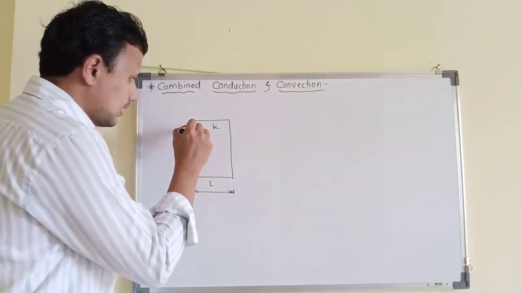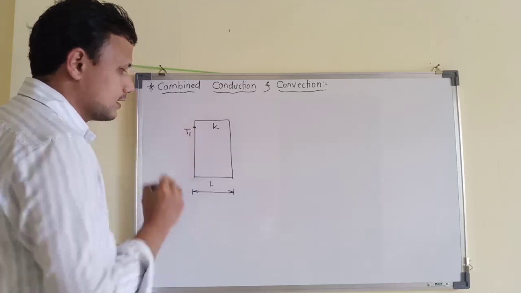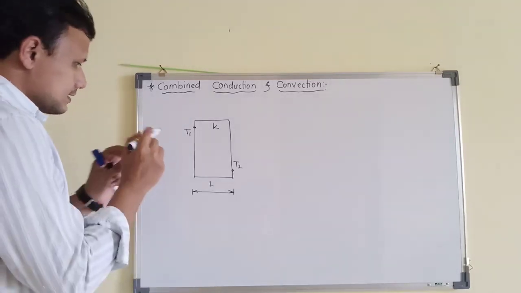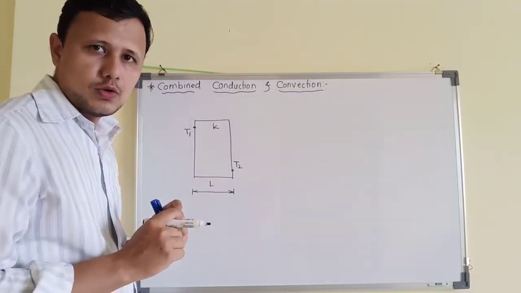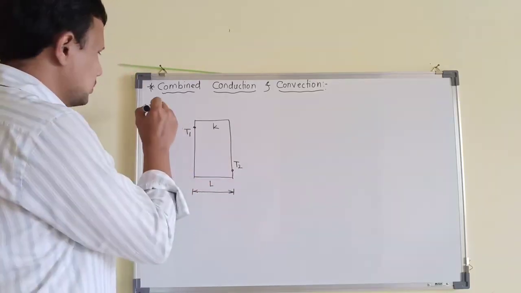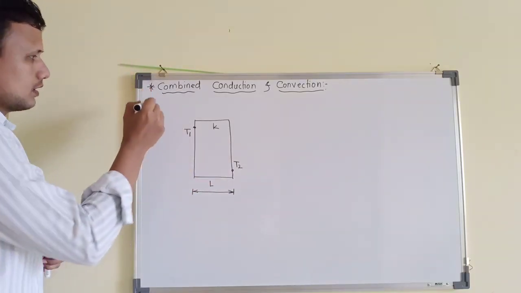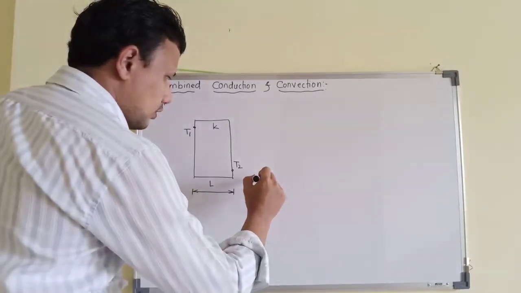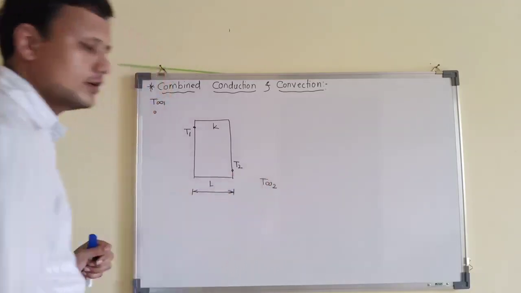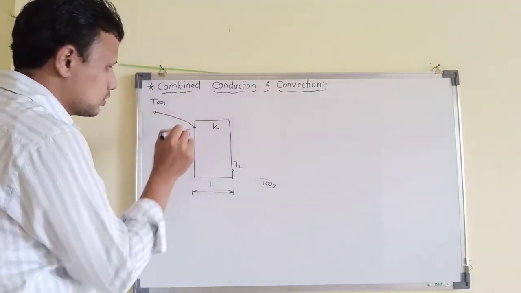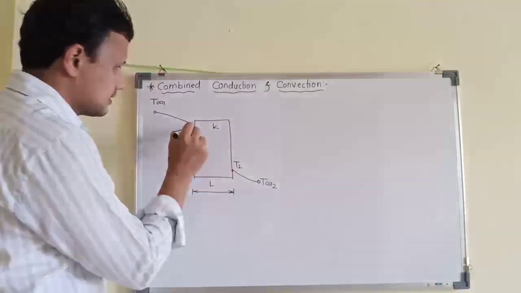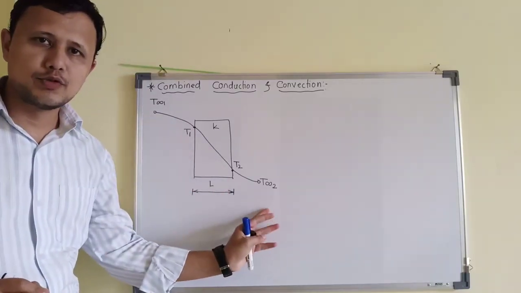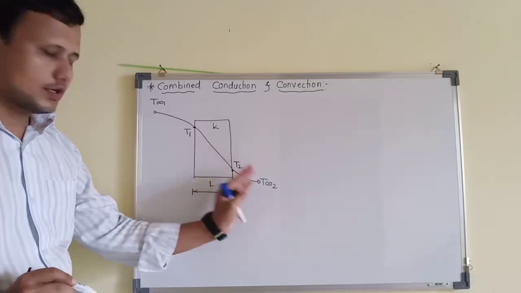Firstly, there will be conduction. So let us say this is the higher temperature T1 and this is the lower temperature T2. Now, let us say that this wall is subjected to convection also on both sides. So I am assuming one fluid which has temperature T infinity 1. Then there is a second fluid on this side which has temperature T infinity 2. So if I connect all these dots, they will look something like this. I will also tell you why it is necessary. So now this is an approximate temperature profile for this combined convection and conduction problem.